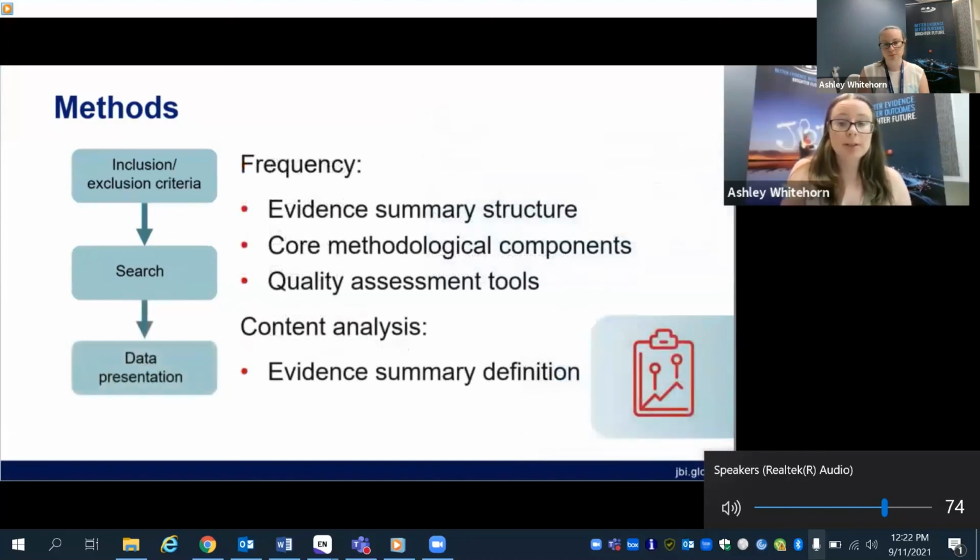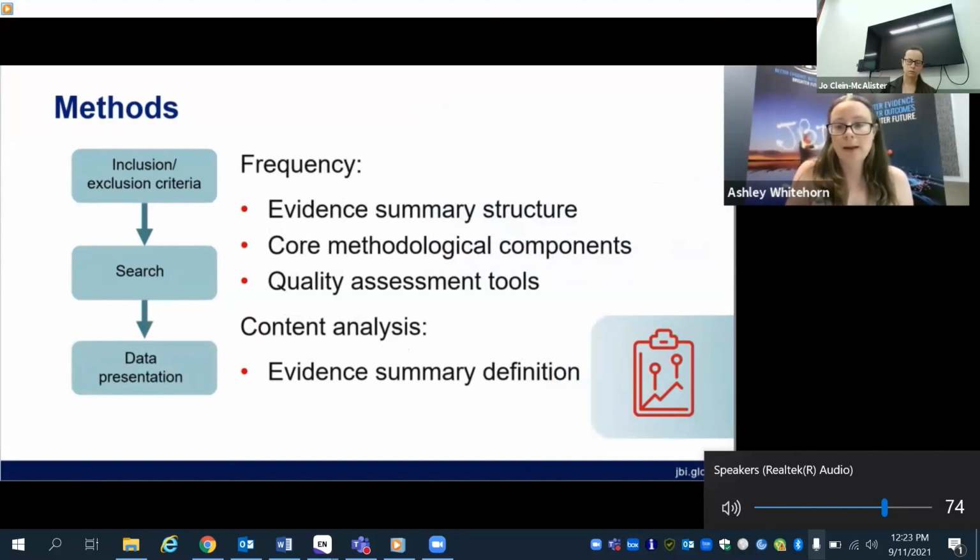We predominantly present the data as frequency, so for example, structure, with a background or context section included, with data presented as tables or in paragraphs. Core methodological components, how often did a systematic search or critical appraisal of the included evidence occur. And finally, how many quality assessment tools were available. And then we used content analysis when it came to the definition of an evidence summary.